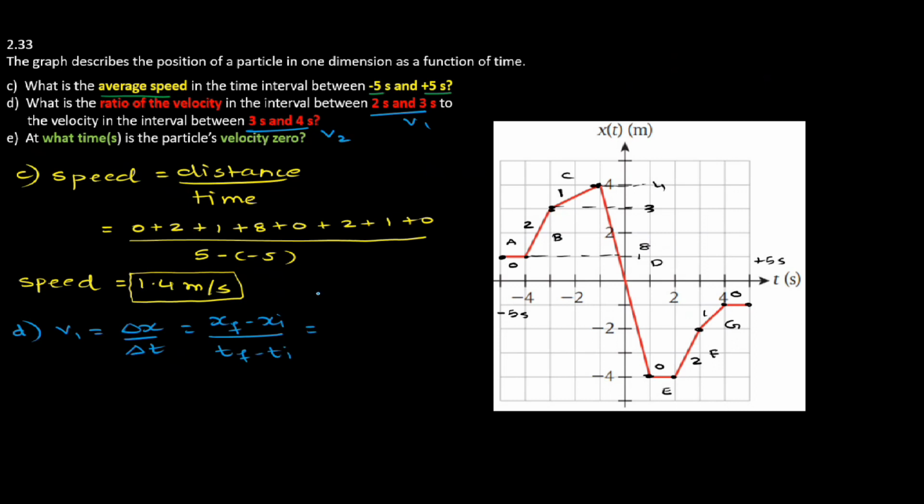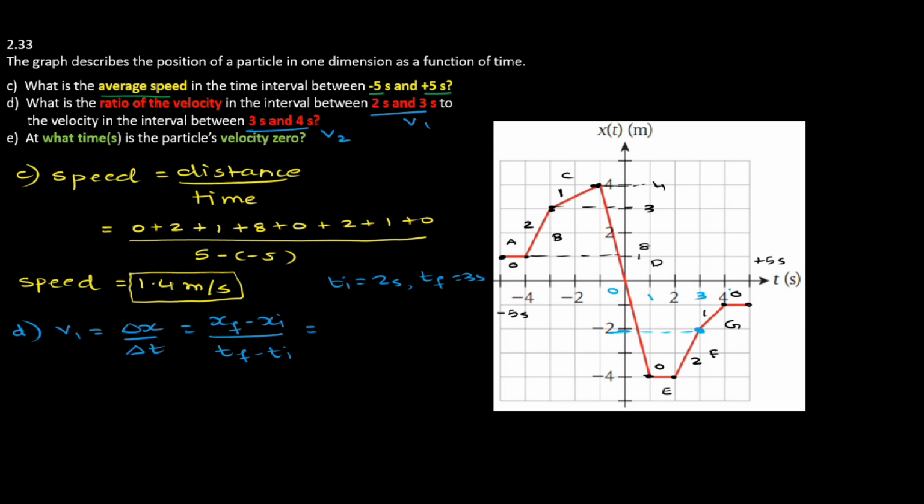So here for the first part, for v1, my initial time is 2 seconds and my final time is 3 seconds. I need to find what the position values are for this. So final time is 3 seconds and position for 3 seconds. Let's locate 3 seconds on the graph. This is 0, 1, 2, and 3. I will find what is the position at 3 seconds. So position at 3 seconds is negative 2.